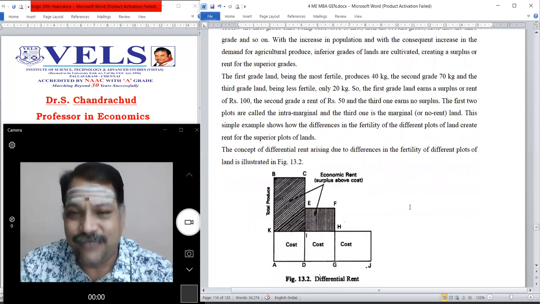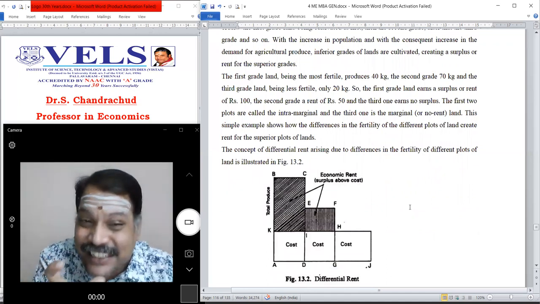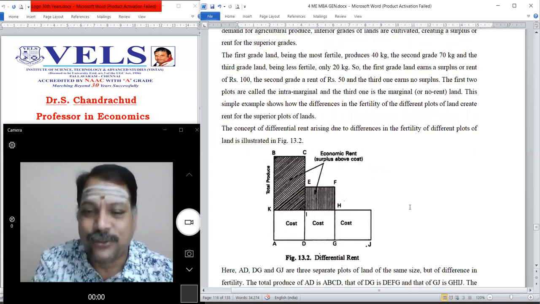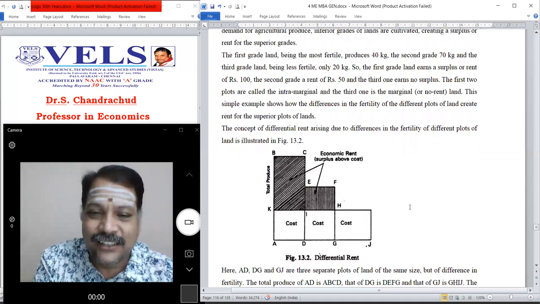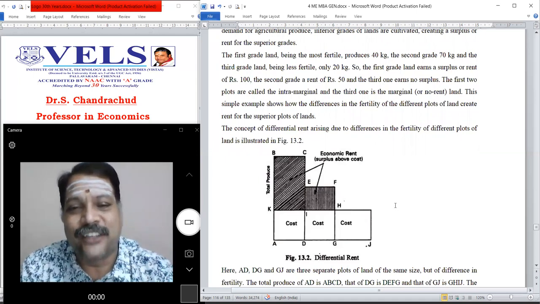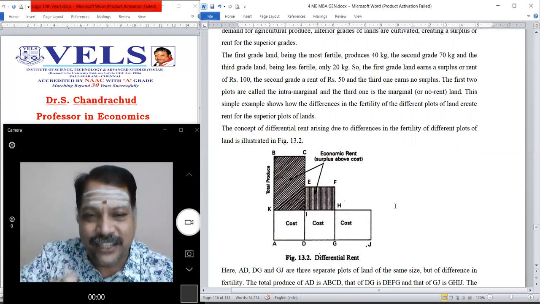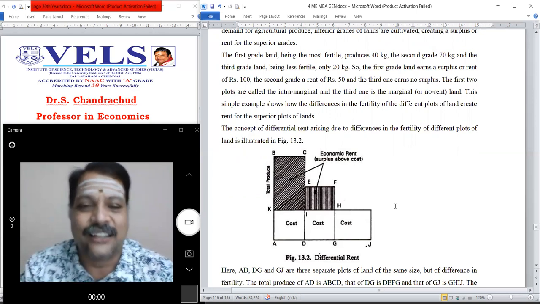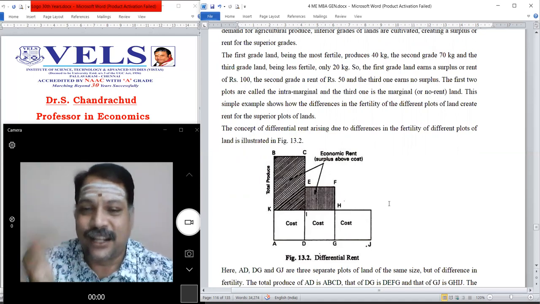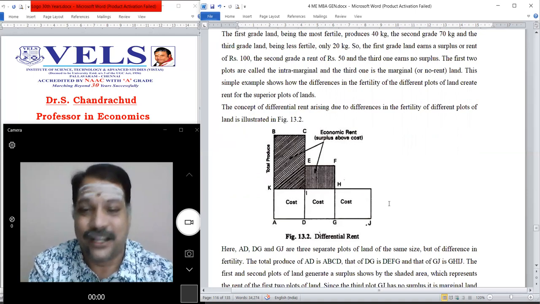You can see the diagram. The concept of this differential rent arising due to differences in the fertility of different plots of land, see figure 13.2. There are three different lands. The first one is having more return. The second grade is having comparatively higher return than the third grade. The third one is not having any rent. In the vertical axis, we are measuring total produce. In the horizontal axis, we are measuring use of land.